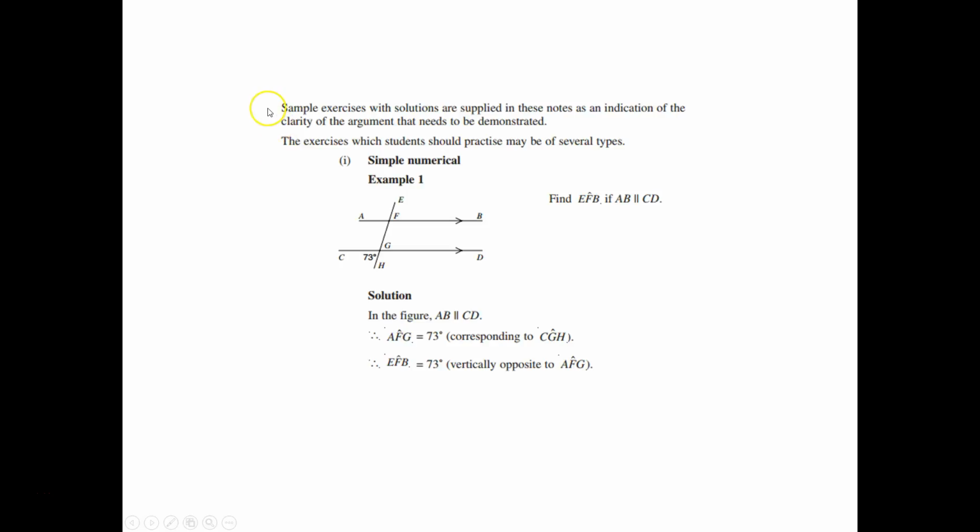Here's the first simple numerical example. Have a look how concise their explanations are. Okay, in brackets, just using very concise language.